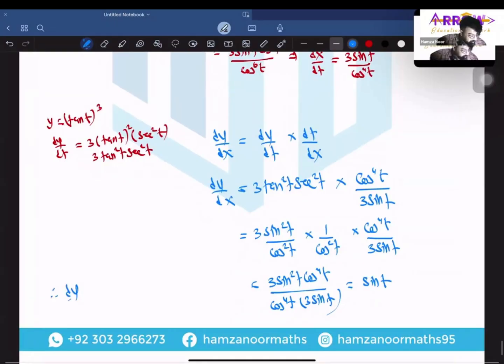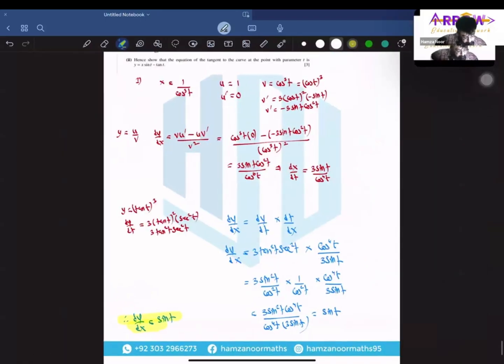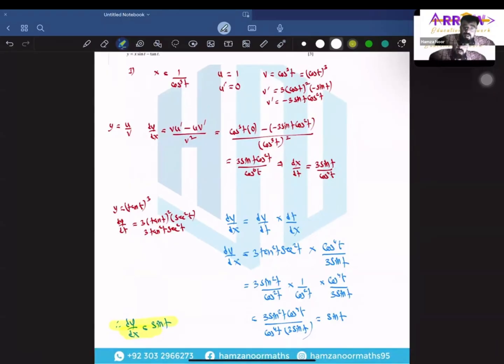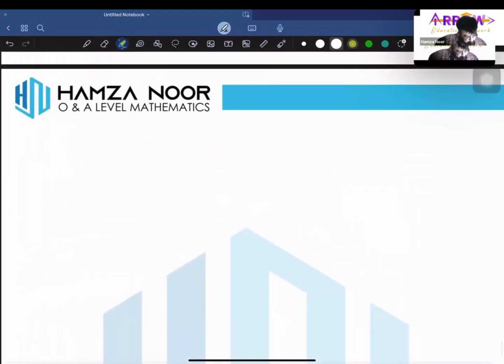Therefore, we have shown that dy over dx is equal to sine t. This was the requirement of part A, which is worth 4 marks. Part 1 actually. Alright, I hope this is clear. So now let's move on to the next part, part 2.